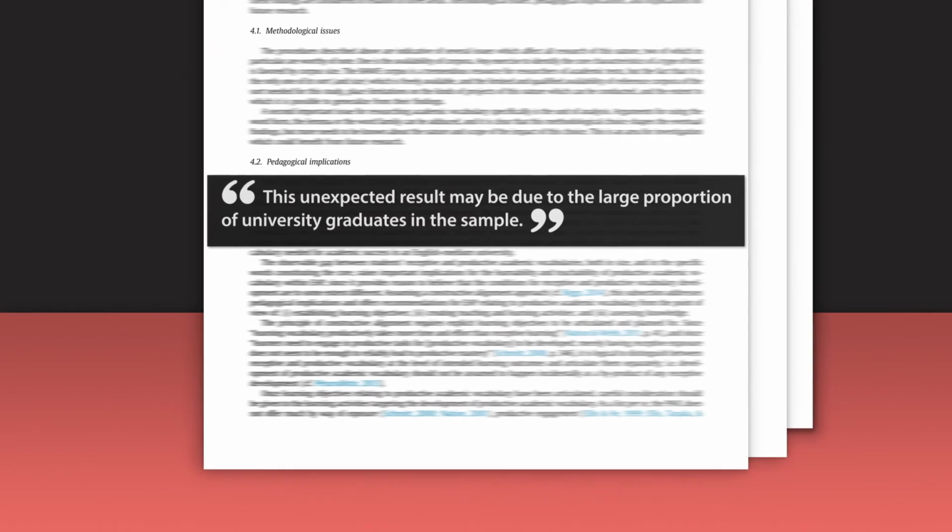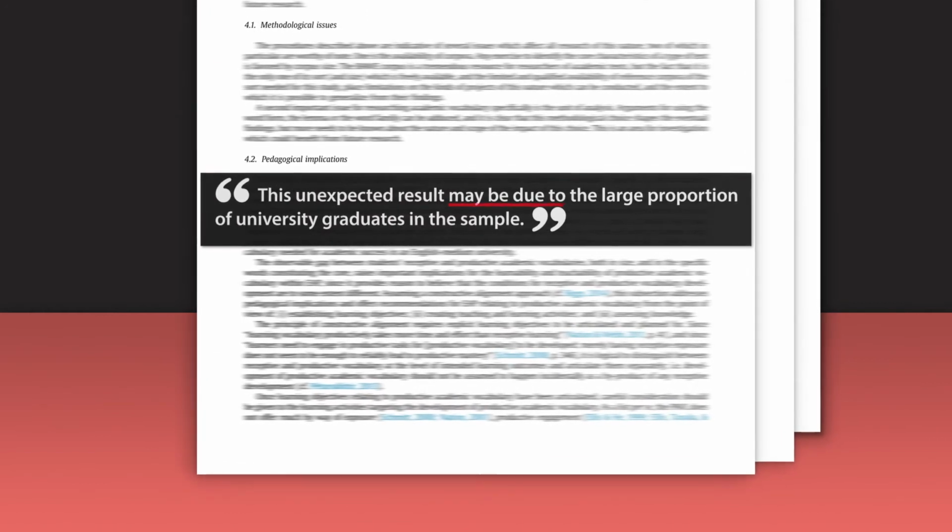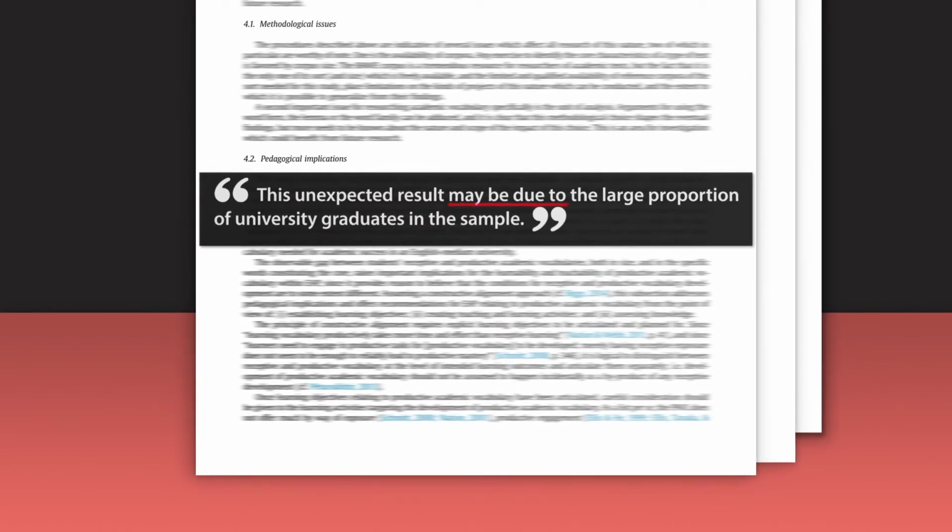Another strategy you can use is to suggest explanations for the findings. This unexpected result may be due to the large proportion of university graduates in the sample. Notice how the example says may, to indicate that this isn't definitely the explanation. Language like this often appears when you're explaining your findings. It's called hedging, and you can learn more about it in episode 4 on the results section.